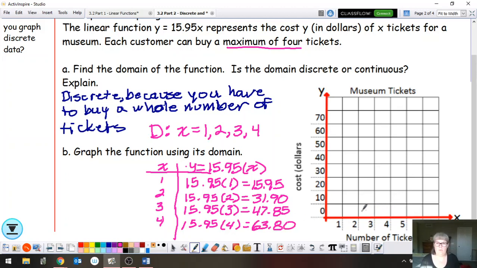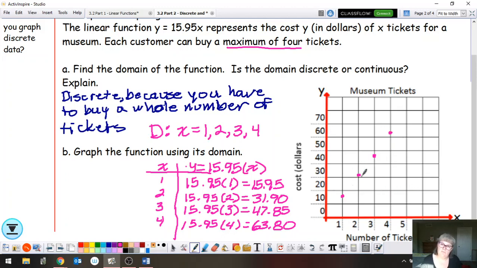And now we plot our points. So one ticket is 15.95. So this is $10, this is $20. So we'll need to estimate about where that point goes. 2 tickets is at 31.90. So we need to estimate the next point as well. 3 tickets is, so 10, 20, 30, here's 40. 47.85, probably about right there. And then 4 tickets, 63.80, 10, 20, 30, 40, 50, 60, 63.80.